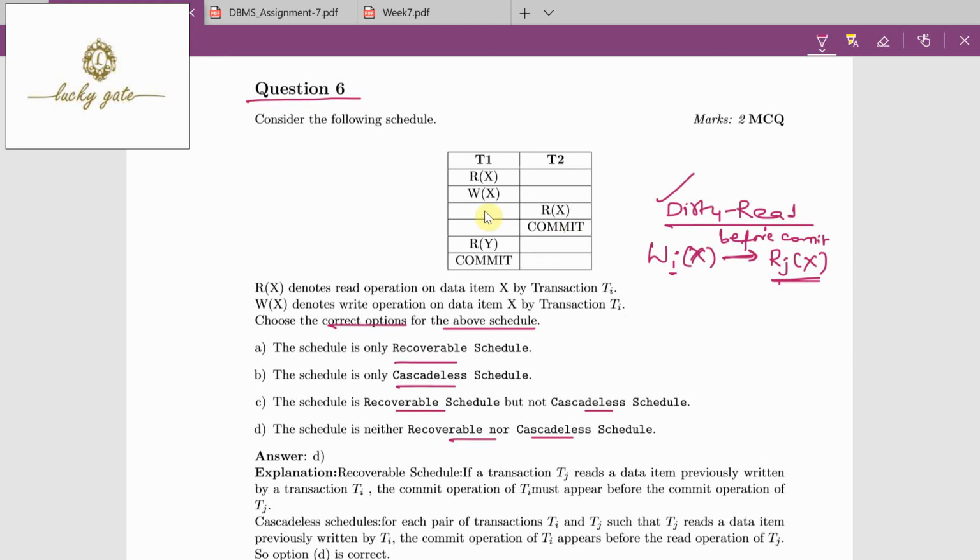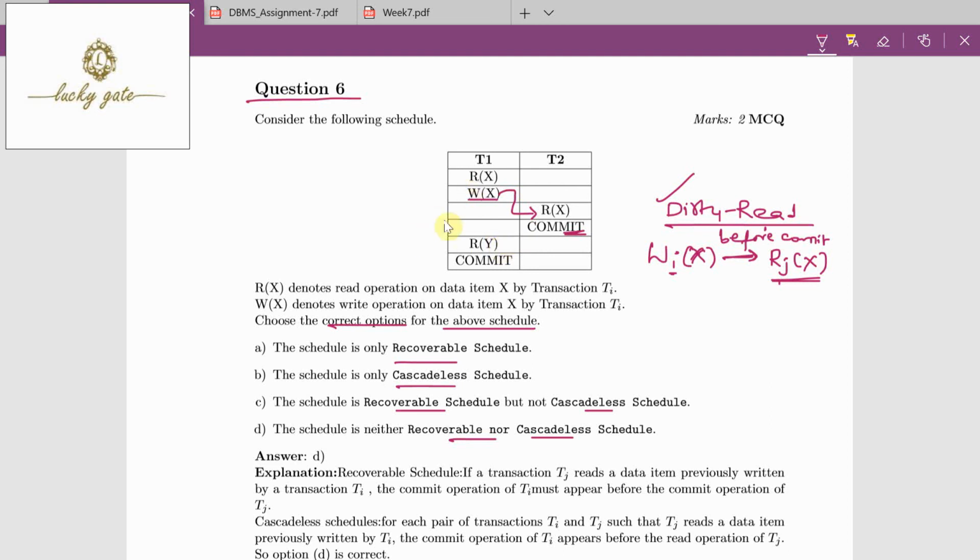Check, do we have any dirty reads in the given schedule? Here you observe a point. T1 is performing write X and T2 is reading that value, meaning T2 is depending on the value updated by T1. And because T2 commits first, before T1 commits, there is a possibility of non-recoverability.